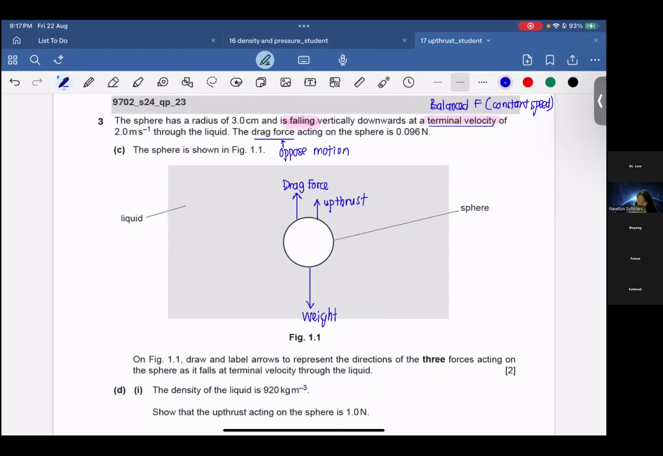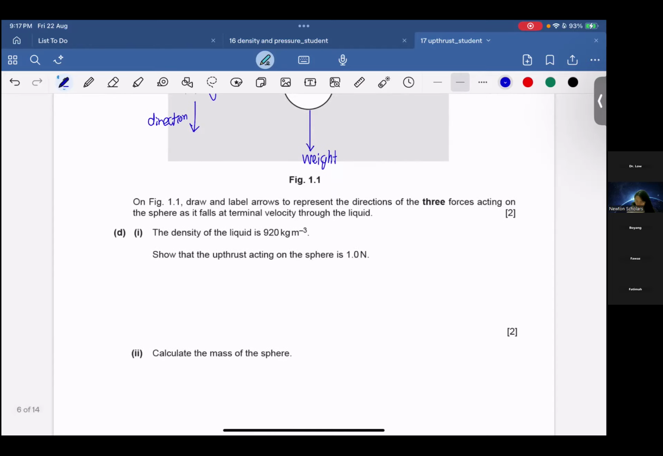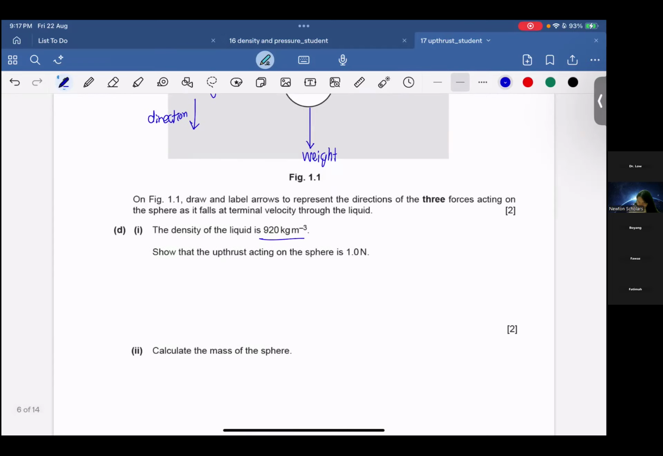Okay, the question said that next. Until here, okay? Already written down? Falling. So that means that it's going in this direction. Therefore, your drag force will be opposite to it. Okay, we go to here, density of the liquid. This is the density. Can you show that the upthrust is 1 Newton? So upthrust is rho g V.